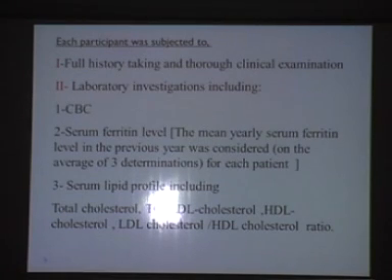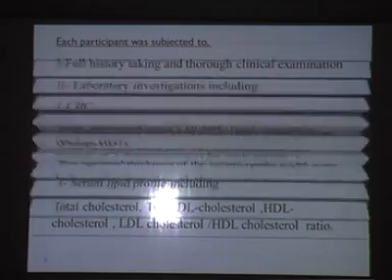Each participant was subjected to history taking, clinical examination, and laboratory investigation including CBC and serum ferritin level. For the patients, the median serum ferritin level in the previous year was considered, calculated as the average of 3 determinations for each patient. Lipid profile was done, including cholesterol, triglycerides, low-density lipoprotein, and high-density lipoprotein, with the low-density to high-density lipoprotein cholesterol ratio estimated.